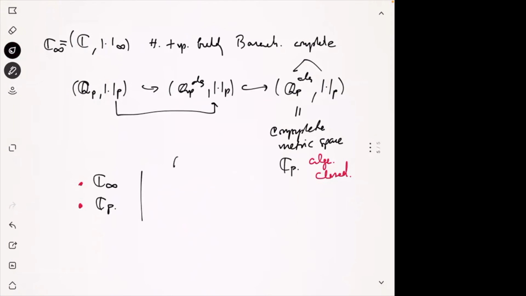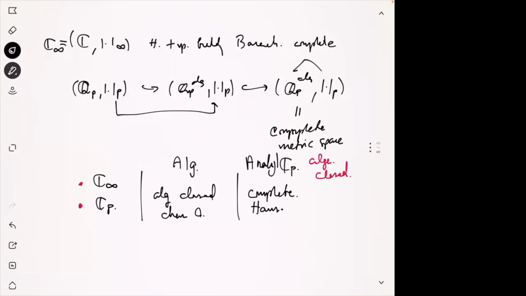These guys are, from the algebraic point of view and from the analytic point of view, algebraically closed of characteristic zero. And from the analytic point of view, they are complete Hausdorff fields. So they share a lot of characteristics. Of course, I said that the fundamental difference is that C infinity is Archimedean and CP is non-Archimedean.